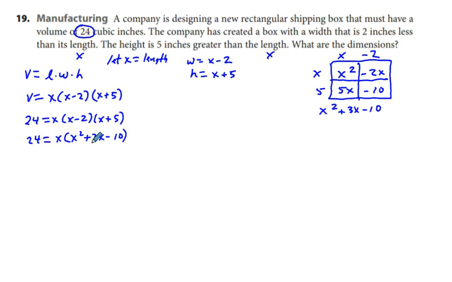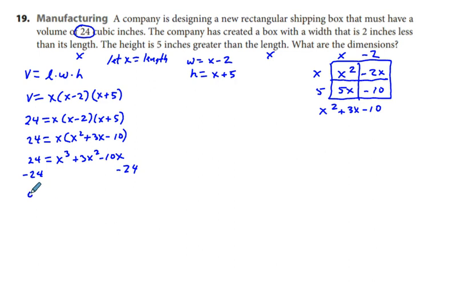And then multiplying out, we have 24 is equal to x cubed plus 3x squared minus 10x. And to solve this equation, we're going to subtract 24 from both sides of it.